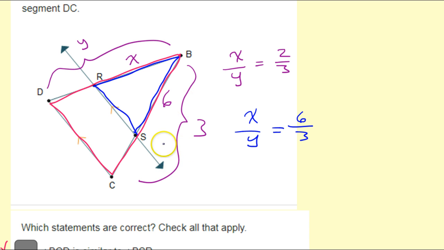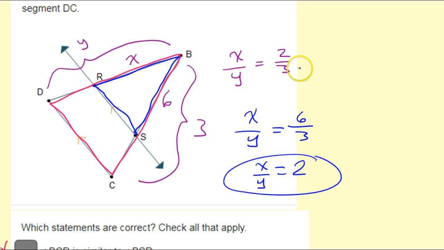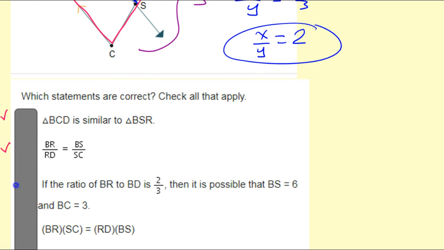Well, this doesn't even make sense because 6 is supposed to be the smaller length, and then the 3 is supposed to be the bigger length. So just visually that doesn't make sense. But of course 6 over 3 simplifies down to 2. So we have xy is equal to 2. But then we were already told that xy is supposed to be 2 over 3. So this is nonsense on many levels. So we can definitely throw that out.